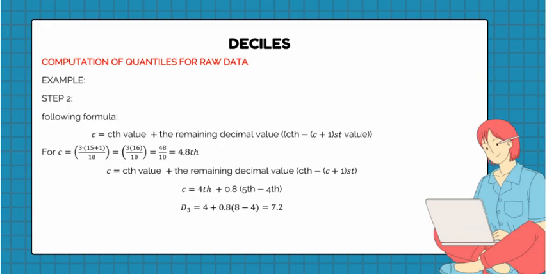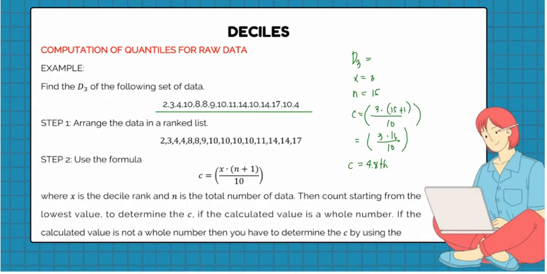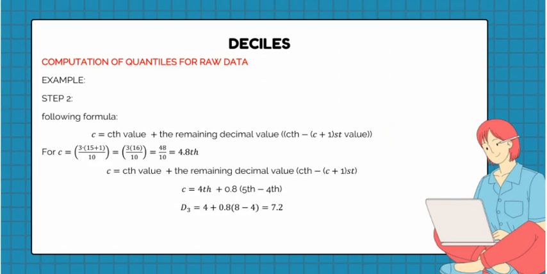So if you identify the 4th value here, 1, 2, 3, 4, it's still 4. Then its 5th position is 8. So those are the numbers that you are going to substitute here. 4 plus the remaining decimal value, which is 0.8. So that's going to be 4 plus 0.8 times 8 minus 4.